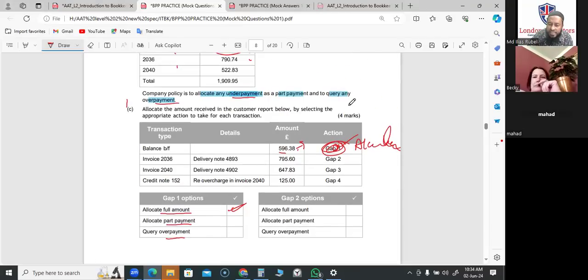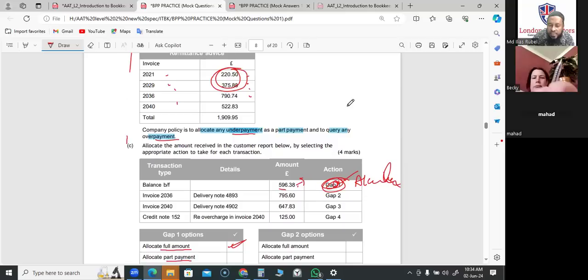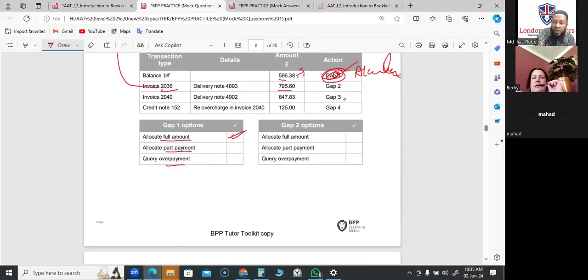Next one, do you see the number even given, invoice number 2036, and look at this 2036. Now you can look at the invoice number. You see, the amount is 790, but this is 95. So there's a partly problem, isn't it? So the answer should be allocate part payment. Am I understood? That's how you do.